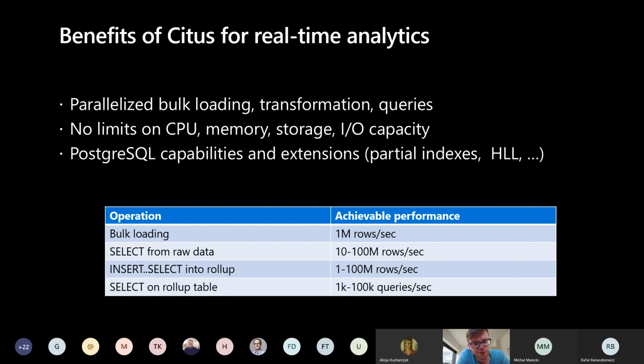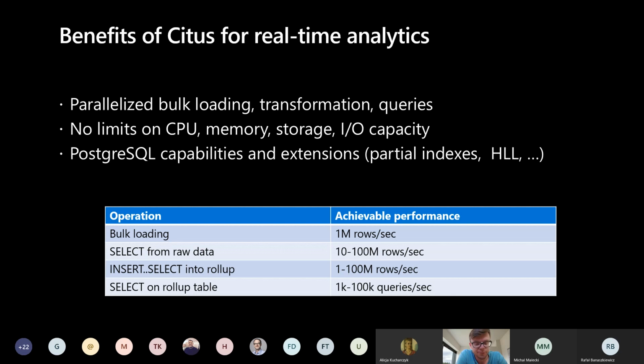So the benefit of Citus for these real-time analytics use cases is that you can build this pipeline where basically every part of it is fast. You can bulk load very quickly. You can transform the data inside the database very quickly. And then you can handle a very large number of queries from, let's say, a dashboard with very low latency. And so again, you have no limits on the amount of CPU, memory, storage, and I/O capacity you have in this cluster. And then actually PostgreSQL is particularly good at dealing with large data. It has a lot of features, some of which are quite hard to use, but can be very effective.